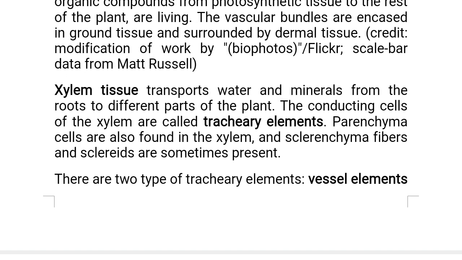Let's look at this xylem tissue. What are they made up of? The xylem tissues are made up of the trachea. They're made up of xylem fiber, xylem parenchyma, and also xylem vessel.